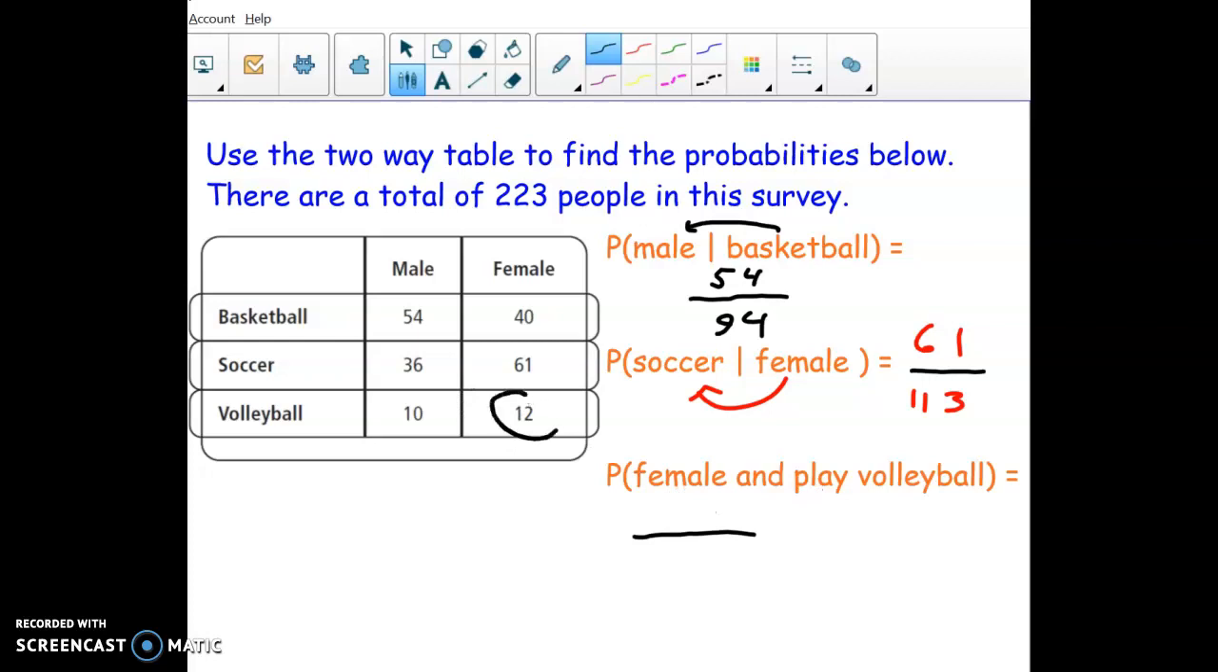Okay, so the top number hopefully is easy to see. There's only 12 female volleyball players, but the bottom is you're drawing out of everybody, right? It's not a given, so you're not doing just the females or just the basketball people. You're doing everybody. So this one is 12 out of 223, so not too likely.